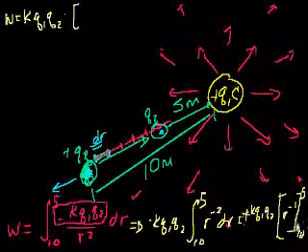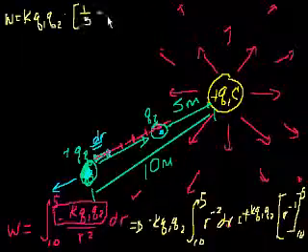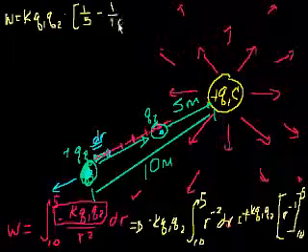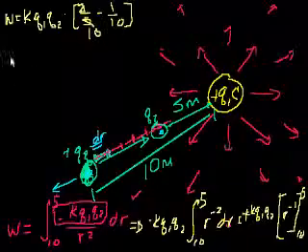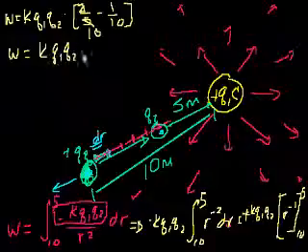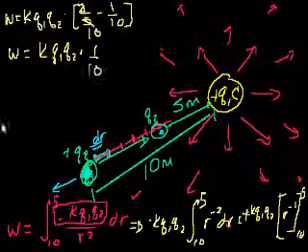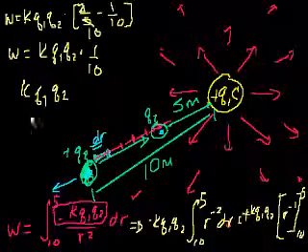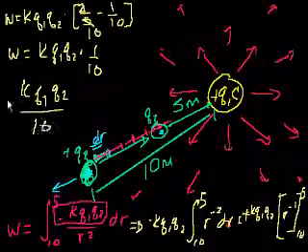times the antiderivative evaluated at 5, so 1 over 5, right? r to the negative 1, so 1 over r, minus the antiderivative evaluated at 10, minus 1 over 10, is equal to, well, 1 over 5, that's the same thing as 2 over 10, right? So we have the work is equal to k q1 q2 times 2 over 10 minus 1 over 10 is 1 over 10. So it equals k q1 q2 over 10. That's the work to take the particle from here to here.